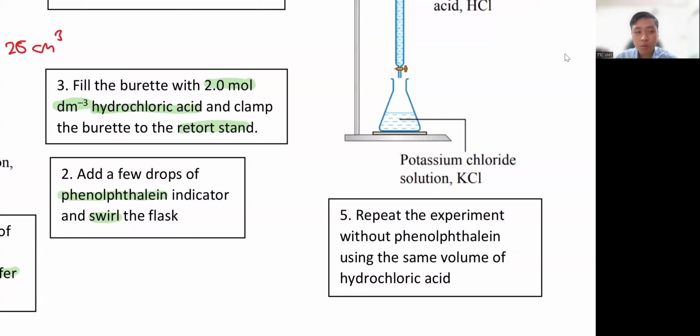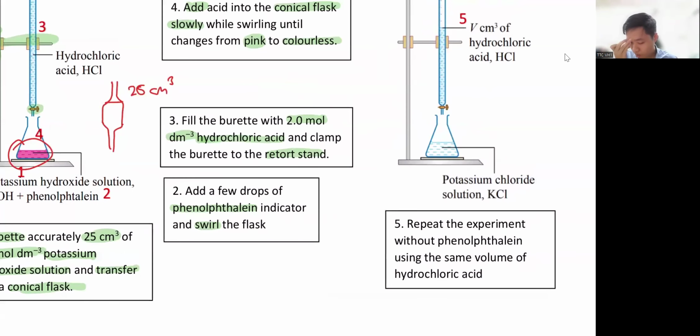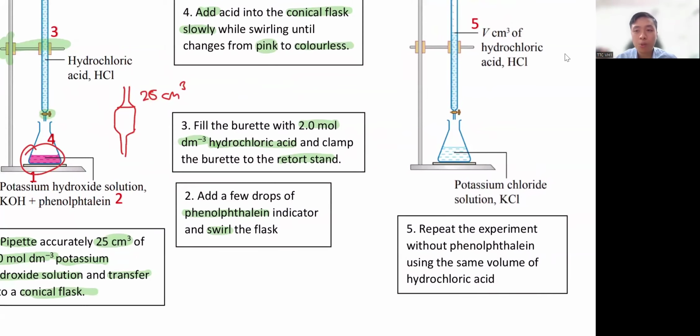So you repeat the experiment without phenolphthalein. Why do you do it without phenolphthalein? Simple reason: I want to prepare a pure salt. Now I want to prepare pure NaCl, and the NaCl cannot contain anything else. I only want the pure NaCl, so I cannot have phenolphthalein inside.